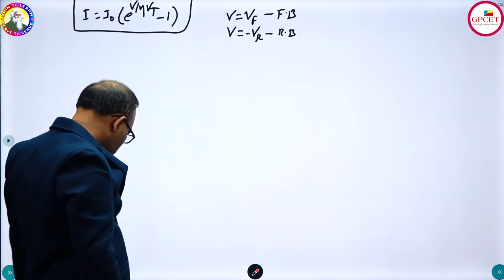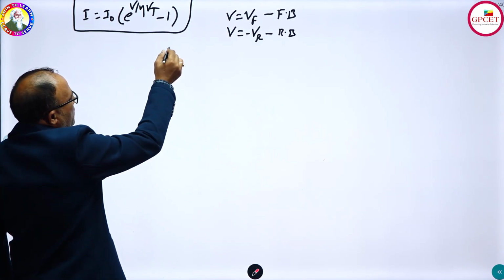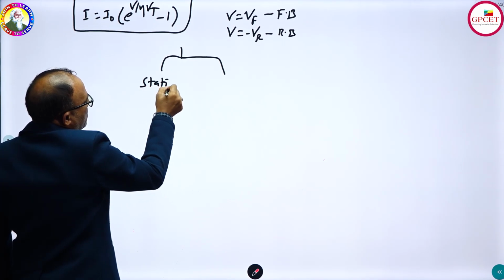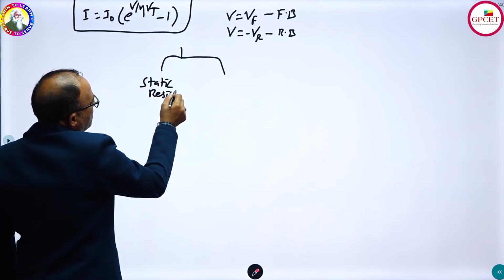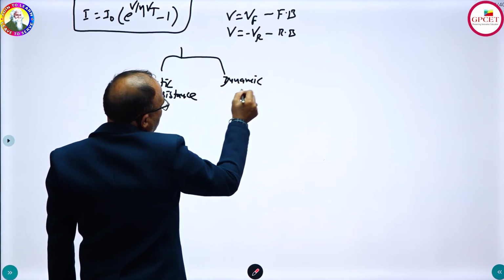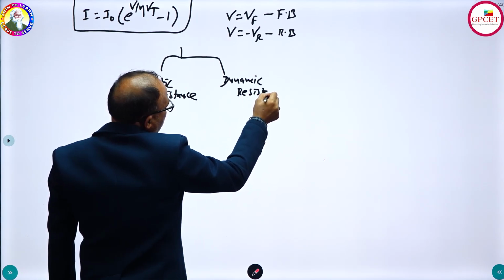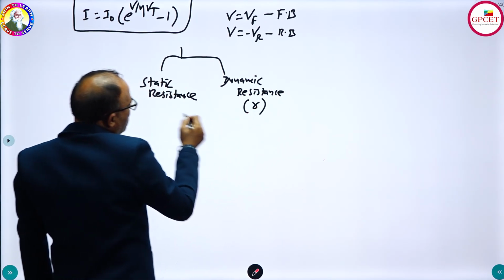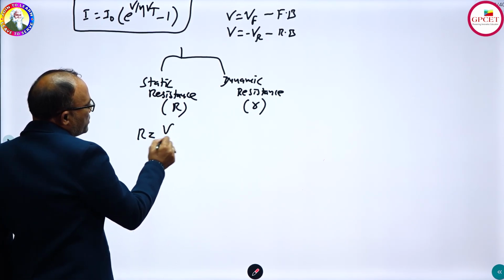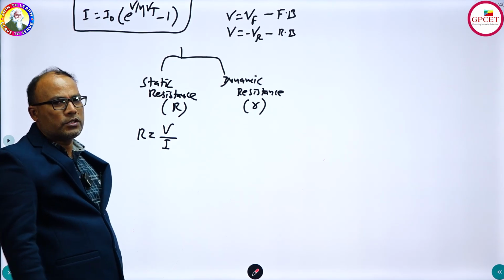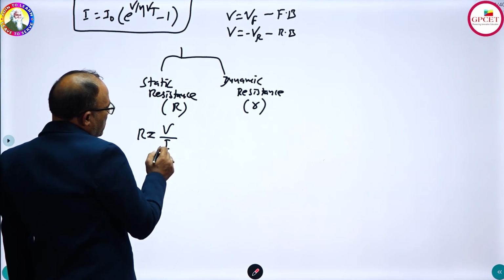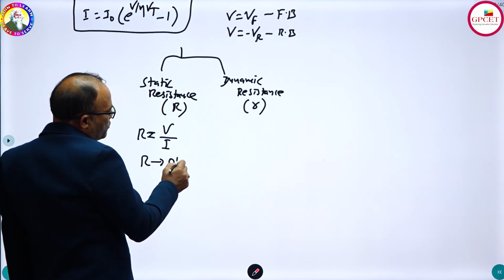Now we have two resistances in a diode. One is called static resistance and one is called dynamic resistance. Dynamic resistance is given by small r, static resistance is given by capital R. Static resistance can be defined as R is equal to the ratio of voltage to current, R is equal to V by I, and it is defined in terms of ohms.